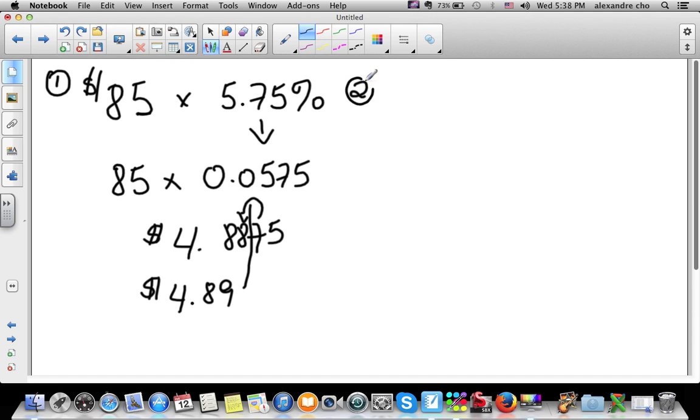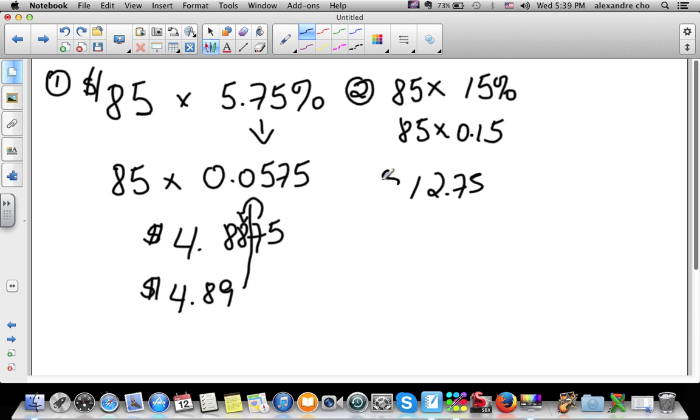Step 2, we want to find our tip. How much are we tipping our waiter or waitress? So still, it's based on our food. Our food was 85, and we're tipping him 15%. So it's 85 times 0.15. And 85 times 15 is 12.75. That came out to a nice number. So this was a tax. This was a tip. Remember, tax is something that you add to your total, and tip is something that you add to your total.